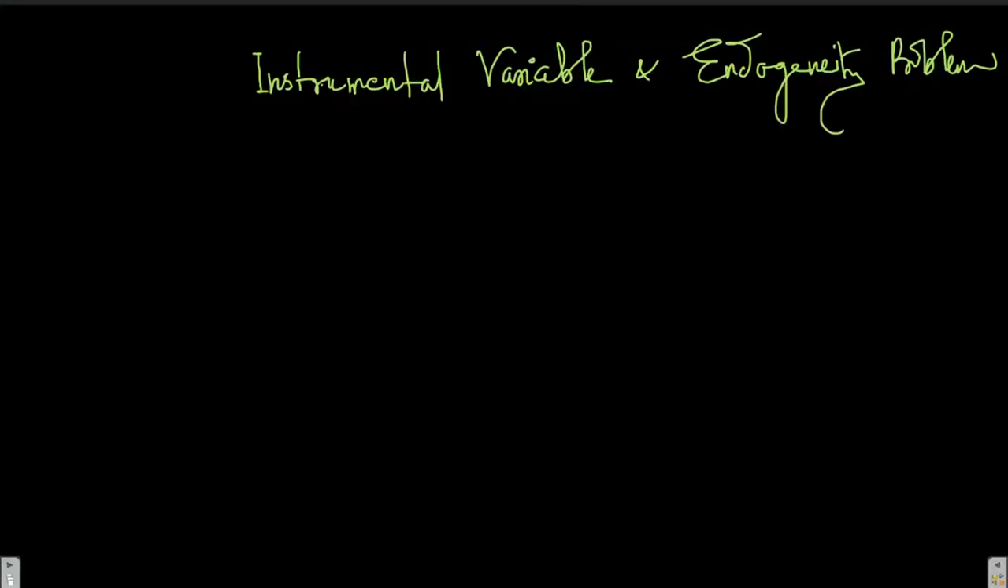Hello and welcome back to the lecture on applied econometrics. We have been talking about instrumental variables, and in the last two lectures we spoke in detail about the problem of endogeneity, and specifically we spoke about the problem of simultaneous equation models.